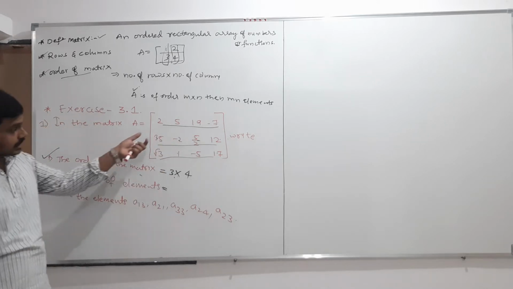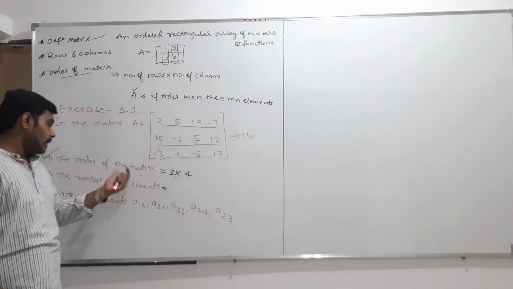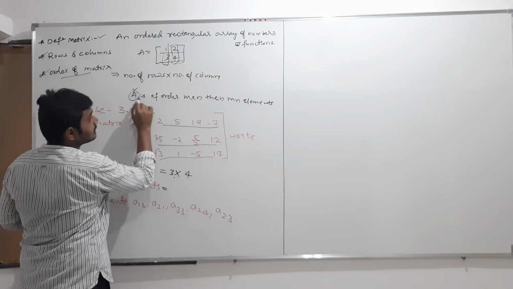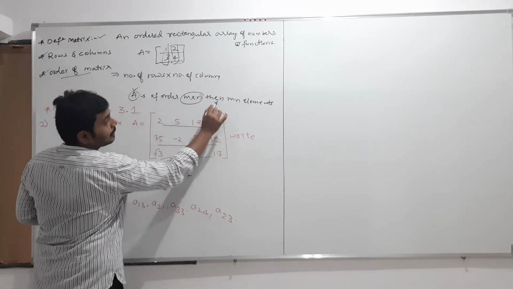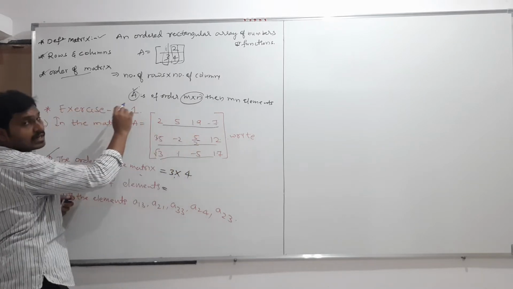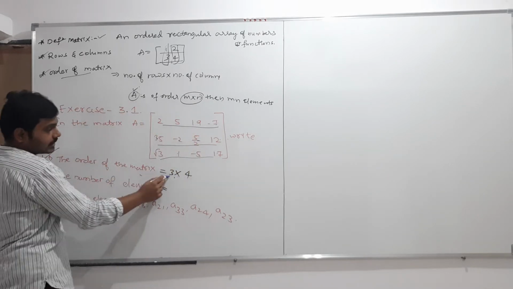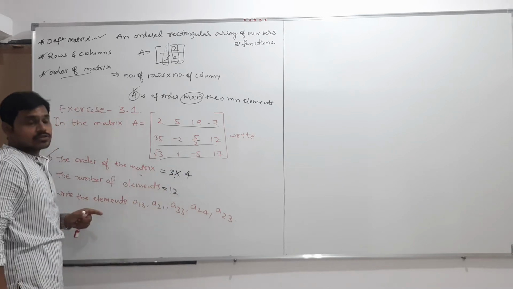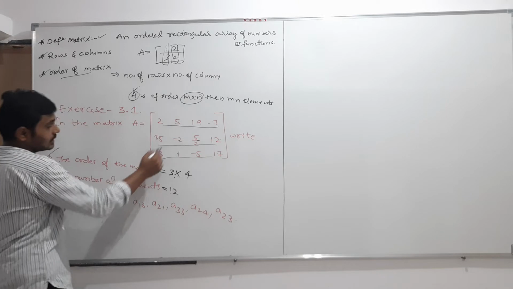You can write it by counting like this, or we have one note. If a matrix is of the order m cross n, then the matrix will have mn elements. Therefore the order of the matrix is 3 cross 4. Then what is the product of these two? 4 threes are 12. So this matrix has 12 elements.